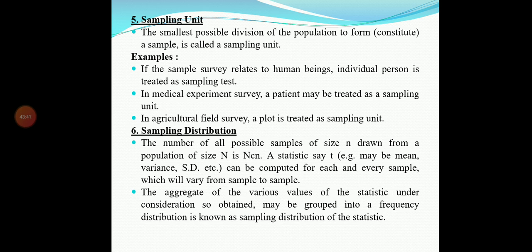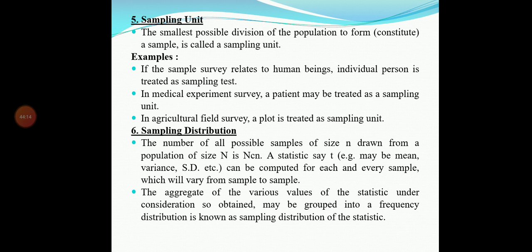It is a distribution. Sampling distribution is nothing but a frequency distribution, or grouped frequency distribution, or simply a distribution. It is obtained for each and every statistic: all the statistical values, that is statistics, obtained for each and every sample, for all possible samples, is known as the sampling distribution of a statistic.